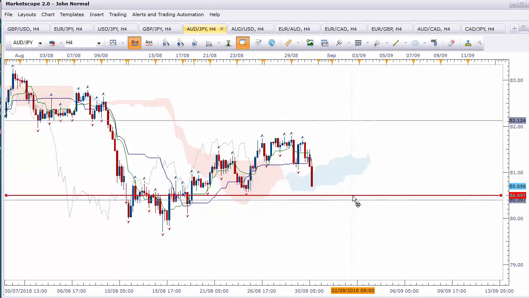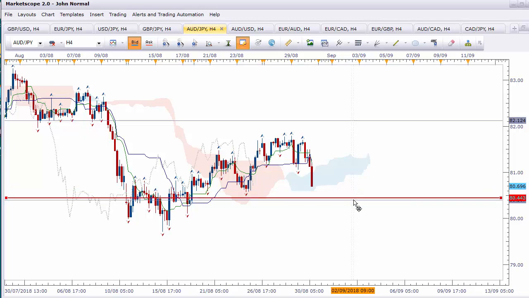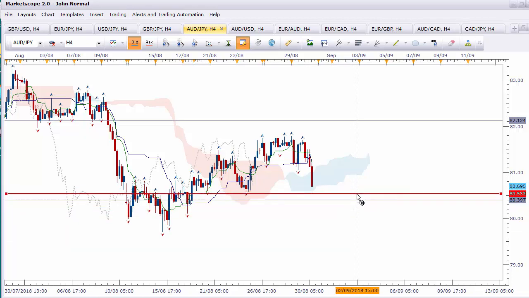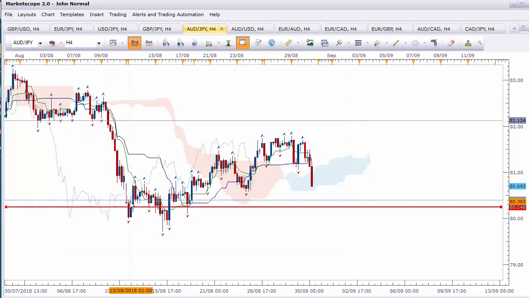Not much here at the moment. We'd have to mark these levels. Don't like the look of this at the moment. There's too much garbage going on here. So I'd probably leave that alone and see what it does when it gets down here.